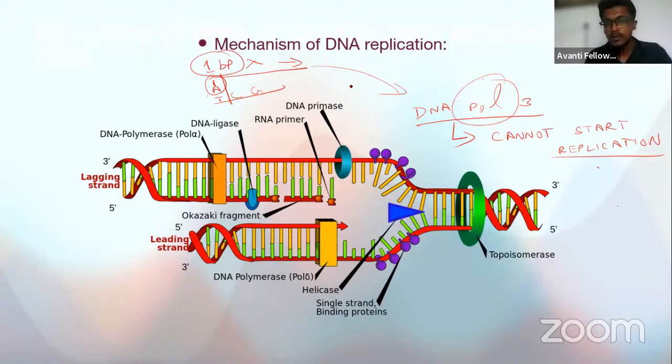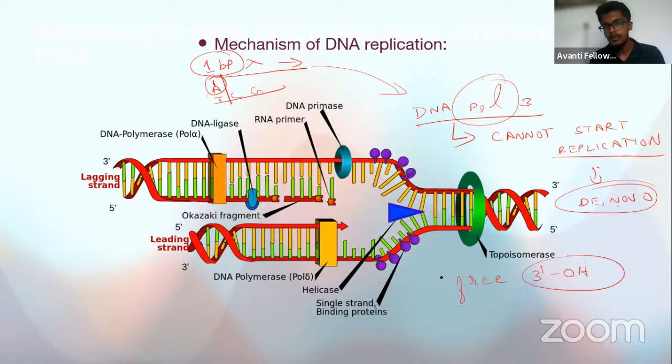It's not possible. So this synthesis is called de novo. What is de novo? De novo is doing it on your own, but DNA polymerase cannot do it on its own. So if they cannot do it on their own, how do they do it? You can see that the DNA polymerase requires a free 3' OH. What is the meaning of this, guys?